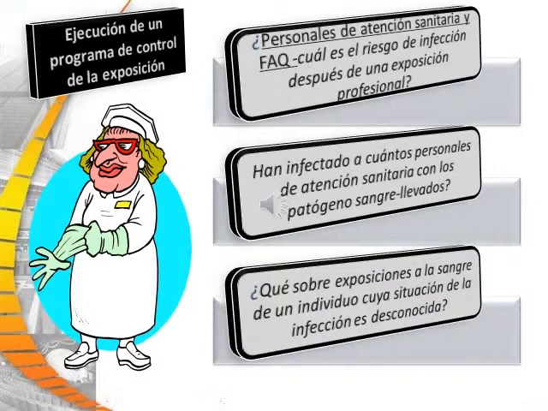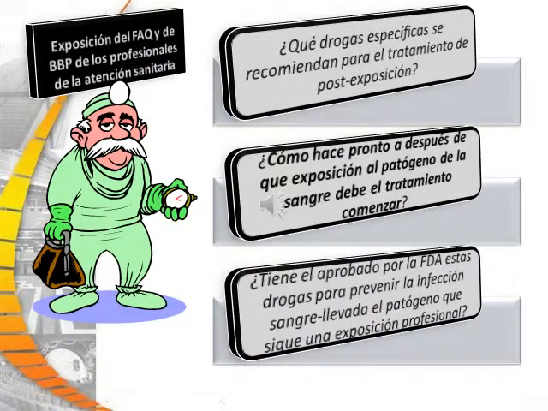Healthcare professionals frequently ask questions. What is the risk of infection after occupational exposure? How many healthcare professionals have been infected with pathogens? What is the exposure to blood from an individual whose infection status is unknown? What specific drugs are recommended for post-exposure treatment? How soon after an exposure to a pathogen should treatment start? Has the FDA approved these drugs to prevent pathogen infection following occupational exposure?